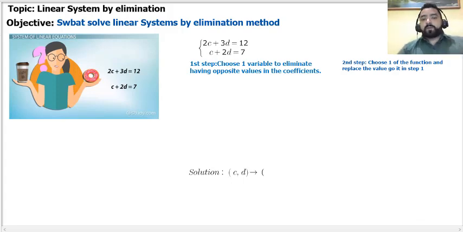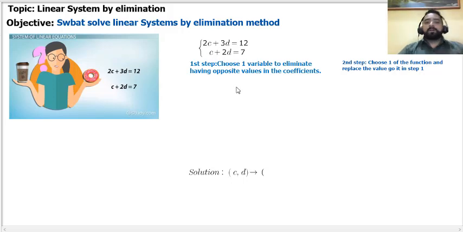But before we start with the explanation, you have to remember opposite numbers. The opposite of 3 is negative 3. The opposite of negative 3 is positive 3. When we add opposite numbers, we always get 0, and this is the idea for linear systems by elimination: to get the same value in one of the variables but with different signs, or opposite signs, so we can eliminate it.